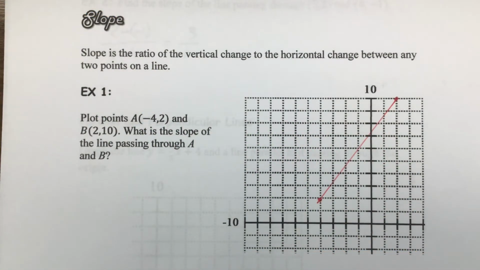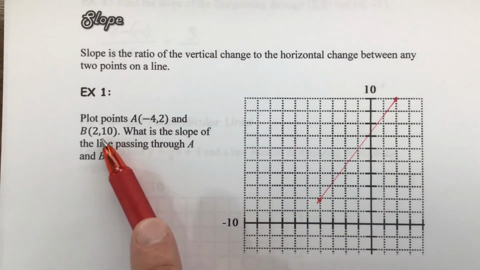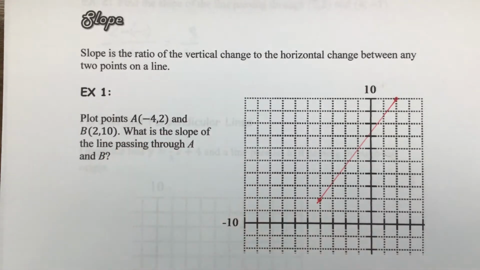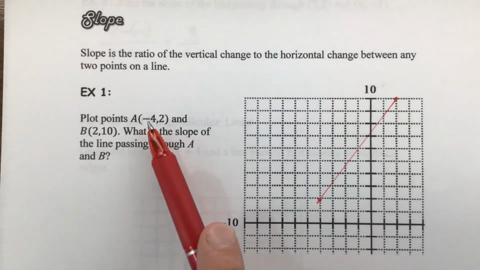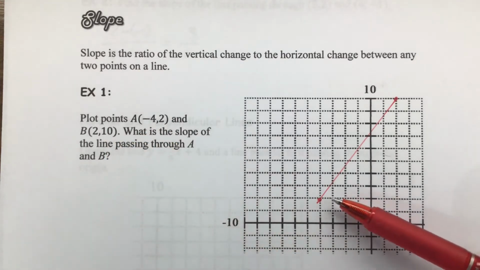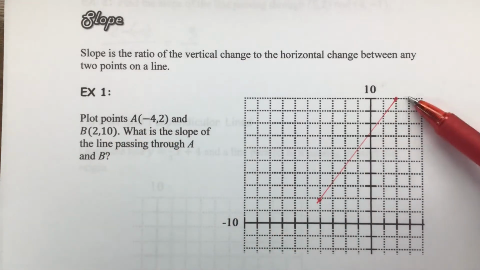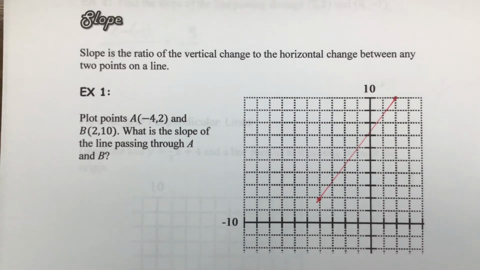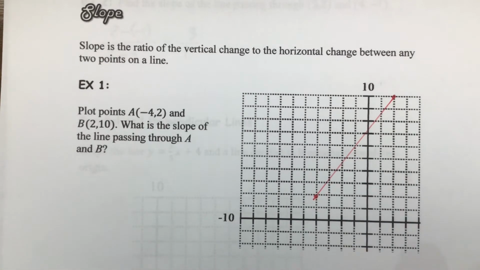Slope is the ratio of the vertical change to the horizontal change between any 2 points on a line. So given two coordinates, like A and B, which you might recognize from the previous set of notes, we should be able to calculate the steepness of the line. Now let me talk a little bit about what numbers we would expect for steepness.